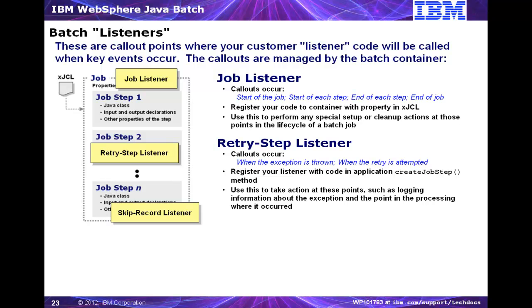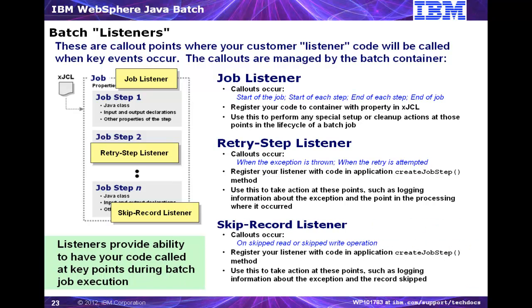Skip record listeners are called whenever an exception is thrown during a read or write operation that triggers the skip record function. Your listener may then log information about the skipped record. Like retry step listeners, this requires you to register your listener code to the container. Again, this is done with a small bit of Java code in the batch step itself. The container sees the registration and knows what skip record listeners are in effect.